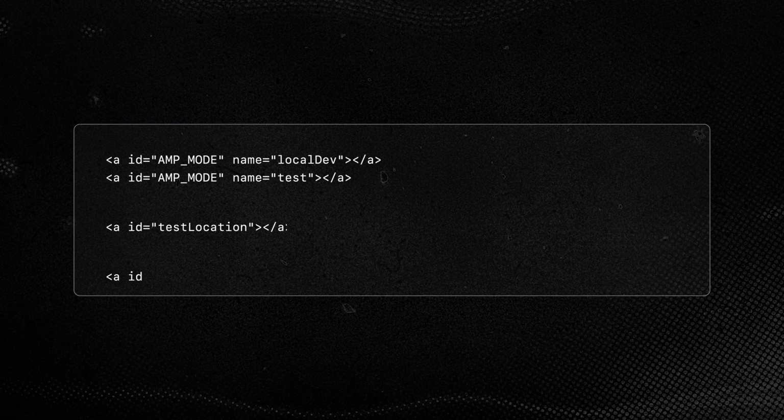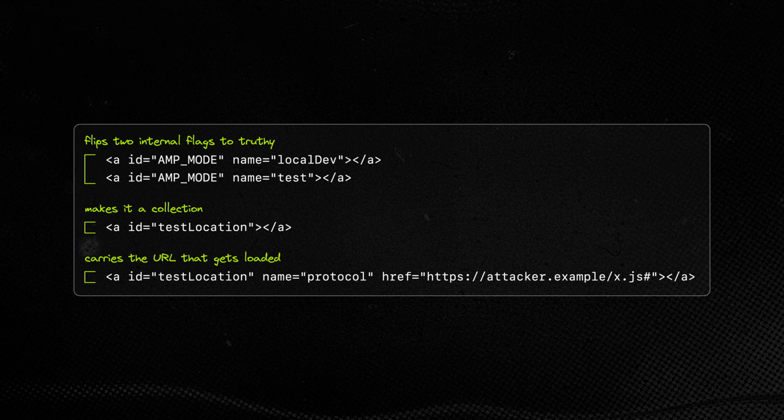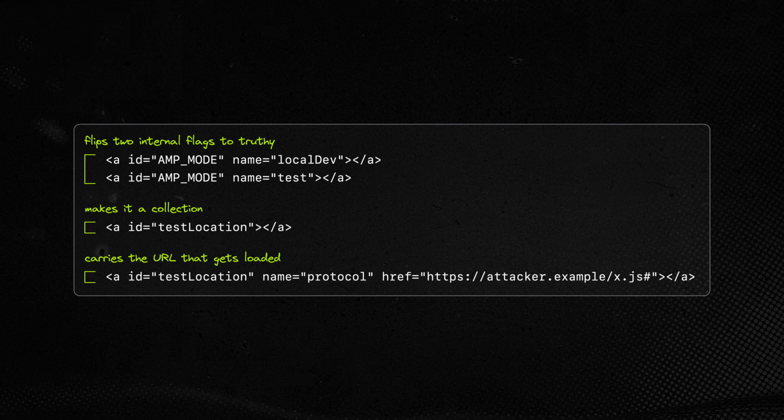Now, let's talk about the classic. Gmail's AMP for email, $5,000. The sanitizer was hardened, allow list based. It stripped every script, every handler, and every schema it didn't recognize. And only 4 anchor tags beat it. The first 2 flip a pair of internal flags to truthy. The last one hands over a URL, and the page loads whatever script that URL points at. No script tags, no event handler, no javascript: colon anywhere. 4 anchors straight through the allow list. And it is Chrome only, by the way.